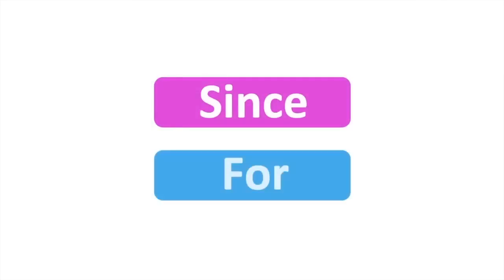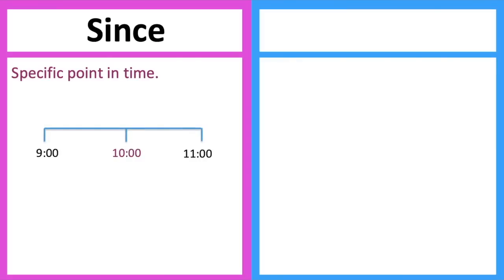Since, for. Since. Since refers to a specific point in time. This is the beginning of an event. For example, if it started raining at 10 o'clock and the time now is 11 o'clock, then I can say that it has been raining since 10 o'clock. Since can be used in the past and present tense, but not the future tense.